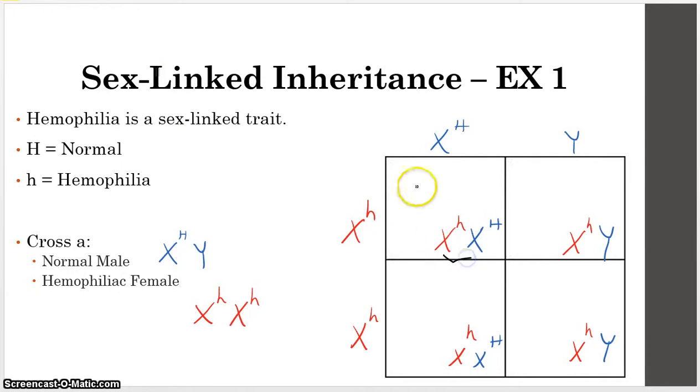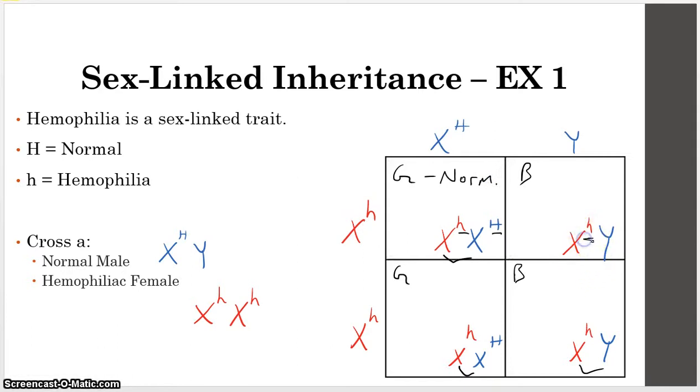Here I've got two X's, so that means that this is a girl. I've got an X and a Y, so this is a boy. This is XX, so this is a girl. And then this is XY, so this is a boy. And now let's look here. I've got one recessive and one dominant. So the dominant wins. That means that this is a normal girl.